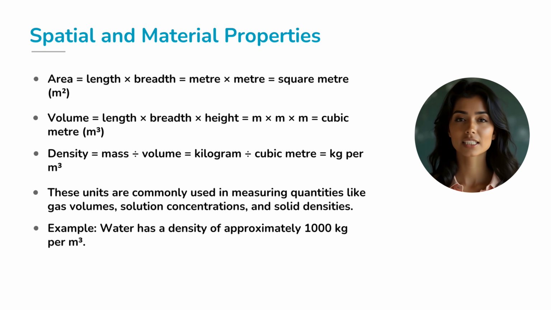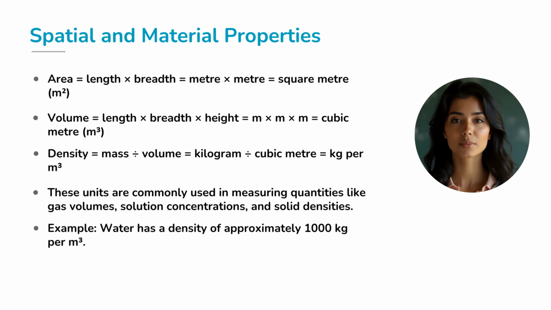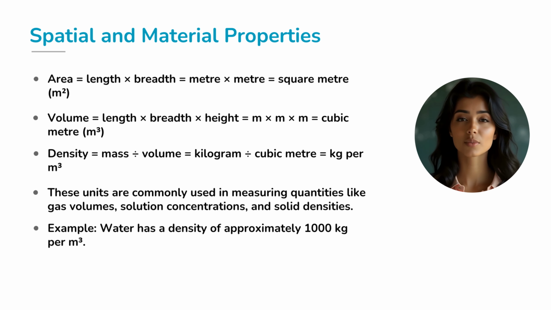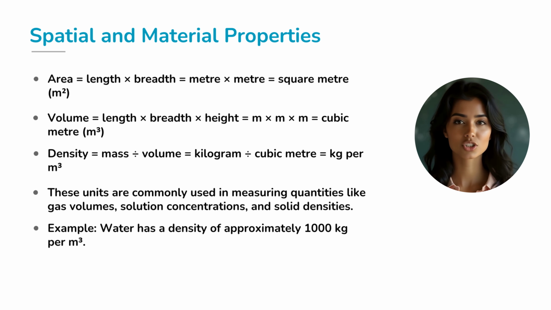Now consider density, it's mass per unit volume. That's kilograms divided by cubic meters, giving us kilograms per meter cubed. This unit is fundamental in determining the concentration of solutions, purity of substances, or behavior of materials under pressure. For instance, water has a standard density of about 1000 kilograms per meter cubed. Whether you're dealing with gases, liquids, or solids, these spatial derived units are essential tools in your chemical calculations.